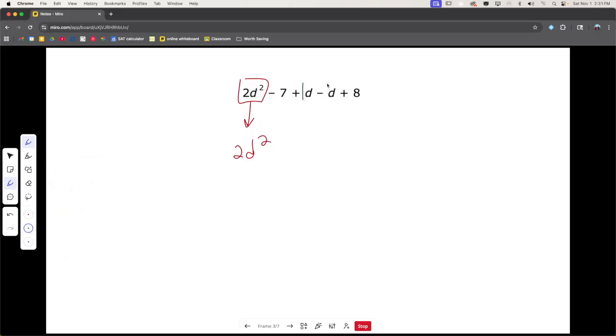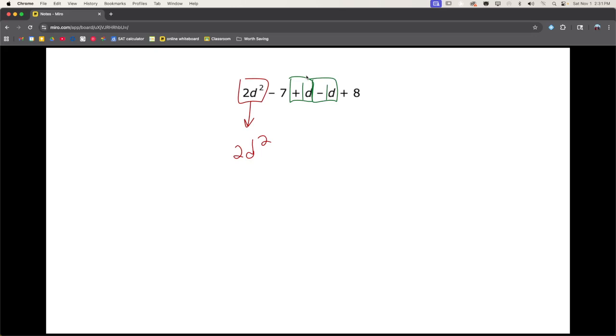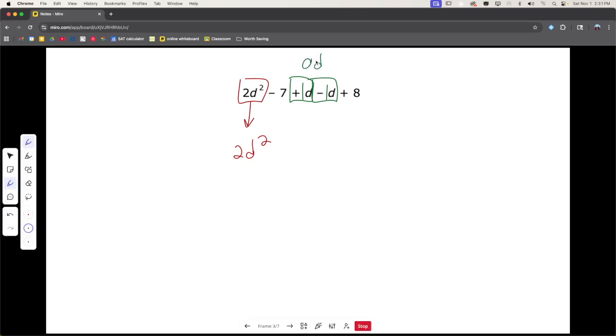This is plus 1d minus 1d, so this and this will combine. And what's interesting here is positive 1 minus 1, those are opposites, right? 1 minus 1 is 0. So this is technically going to 0d. And we do not put that in our answer, right? 0 times anything is just 0. It's nothing, so let's not put it.